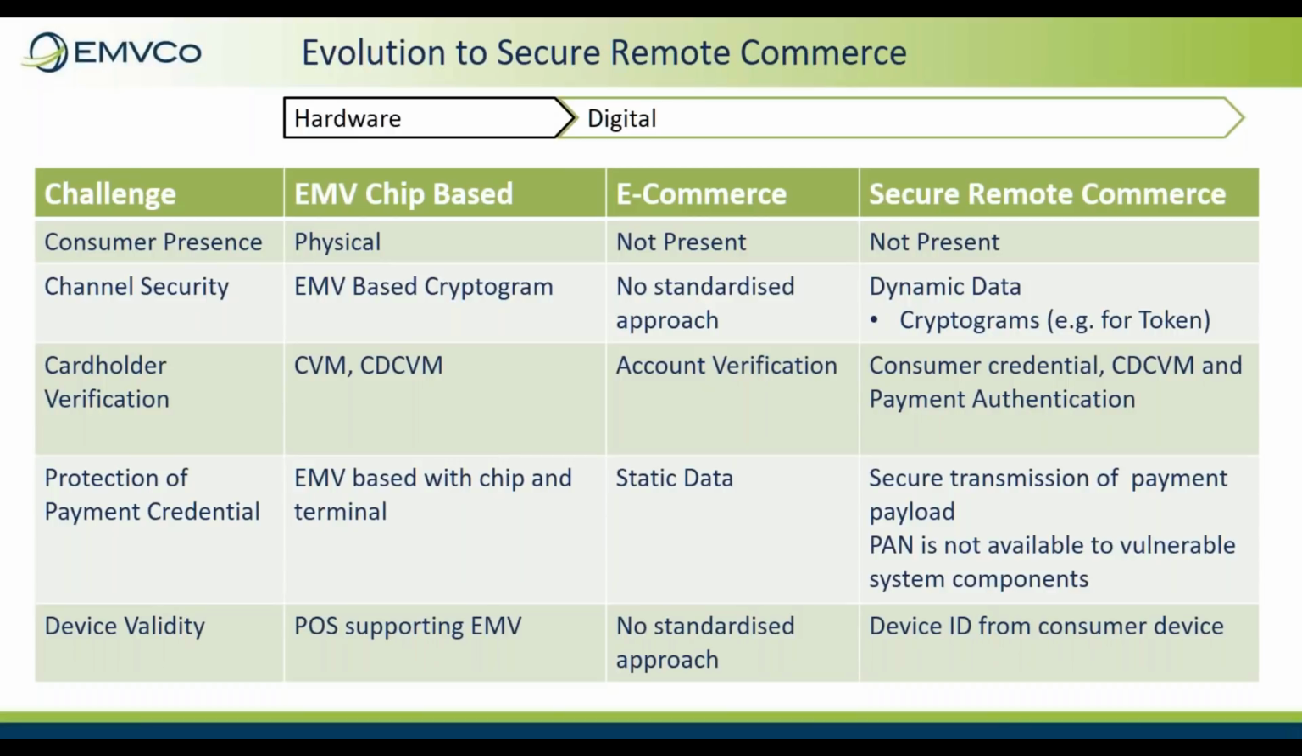Payment credentials, very much static data. In the secure remote commerce environment, we want secure transmission of the payment payload. We want the primary account number not being available to vulnerable system components. And device validity: we have point of sale supporting EMV, not really any standard device approach in the e-commerce world. We want to be able to incorporate device ID from the consumer device as part of the device validity process in the SRC world.